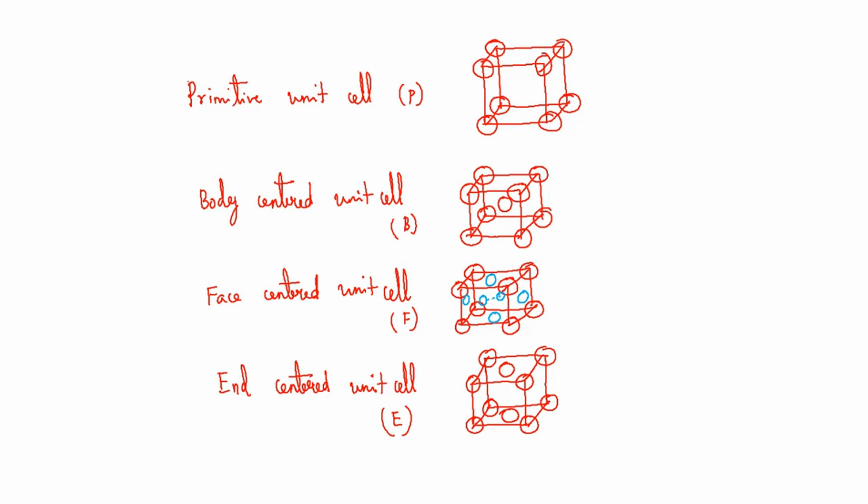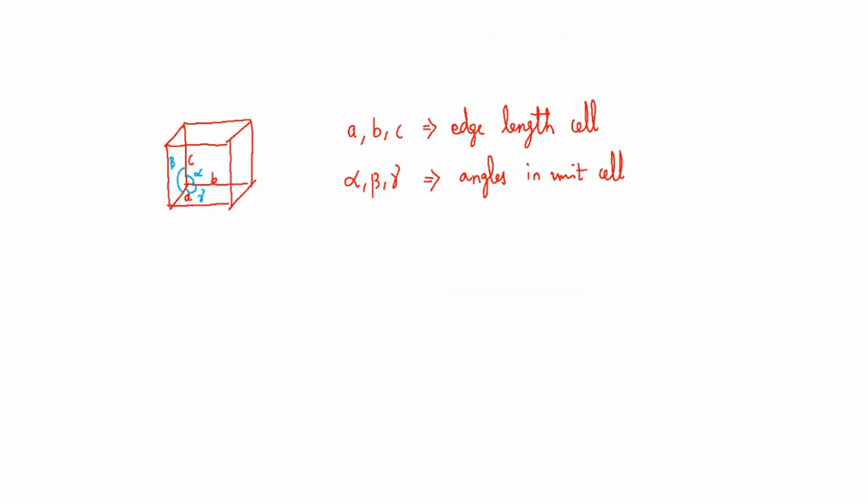Based on the position of atoms in the unit cell, the unit cells are categorized into 4 types. The notation P indicates primitive unit cell, B is for body centered unit cell, F for face centered unit cell, and E for end centered unit cell. There are 3 edges and 3 angles in a unit cell. Based on these 6 geometries, crystal systems are categorized into 7 types.